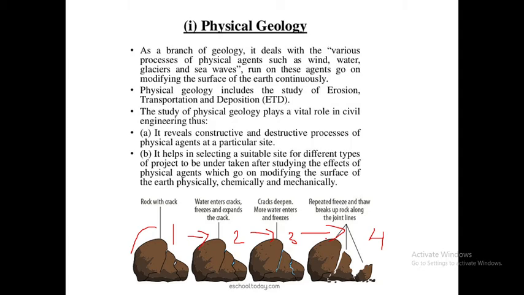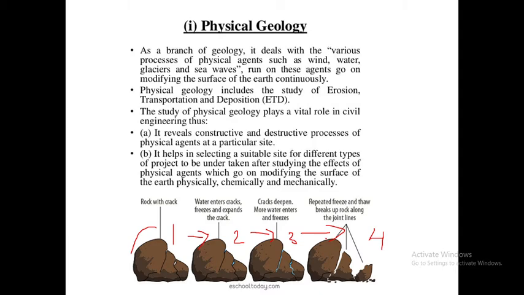So physical geology is the study of various processes of physical agents such as wind. What the physical agents are is very important. One is wind, next is water, next is glacier and the sea waves. These agents go on modifying the surface of the earth continuously. So when these agents move across the earth, they continuously modify the various landforms or structures present in this earth. Physical geology includes the study of erosion, transportation and deposition, that we call ETD.